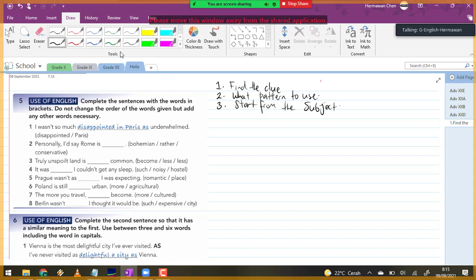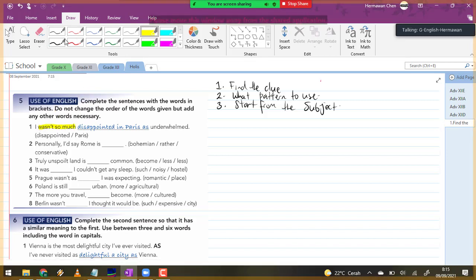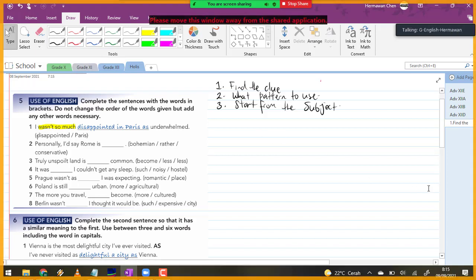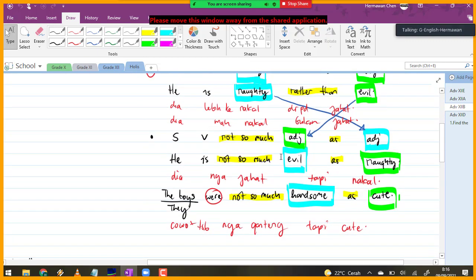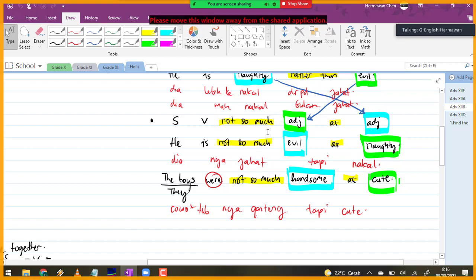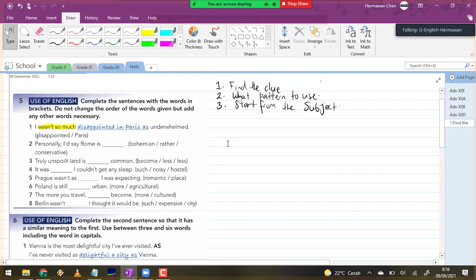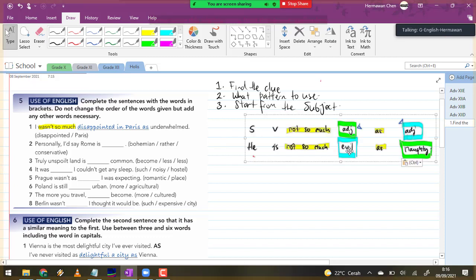Okay, now I'm going to discuss number 1 first. Number 1, have a look. You can find "wasn't so much." That's the clue. If you guys look at the pattern, look at number 4, you can find this one, "not so much." Yeah, this is the pattern that you have to use to answer number 1. Let me copy it here.